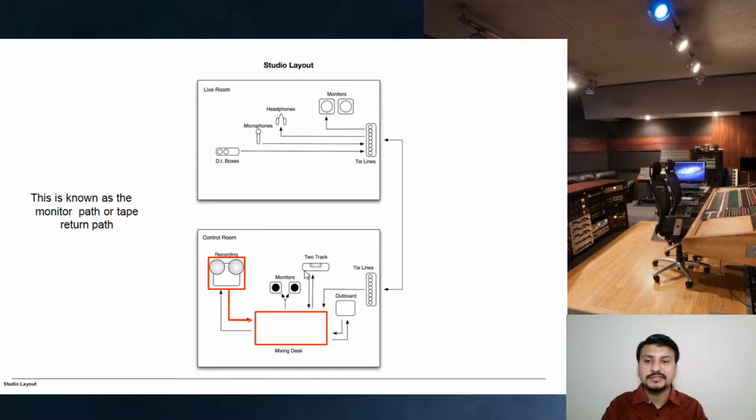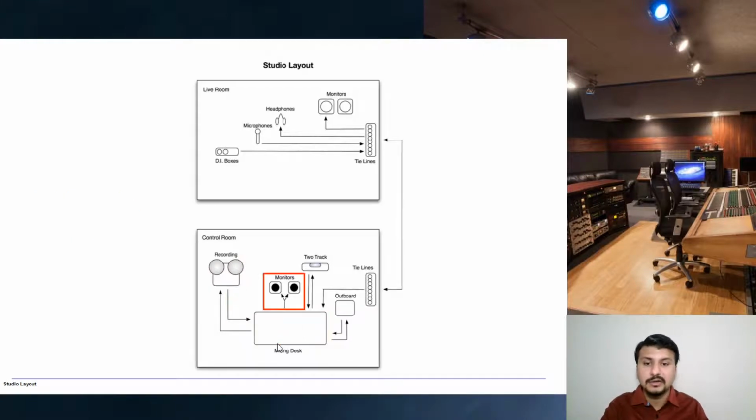This is known as the monitor path, or tape return path, you can say. After recording, the output comes back. The audio, when it comes from the mic through the line via this wire, comes to this mixing desk. So this is known as the monitor tape path, or the tape return.